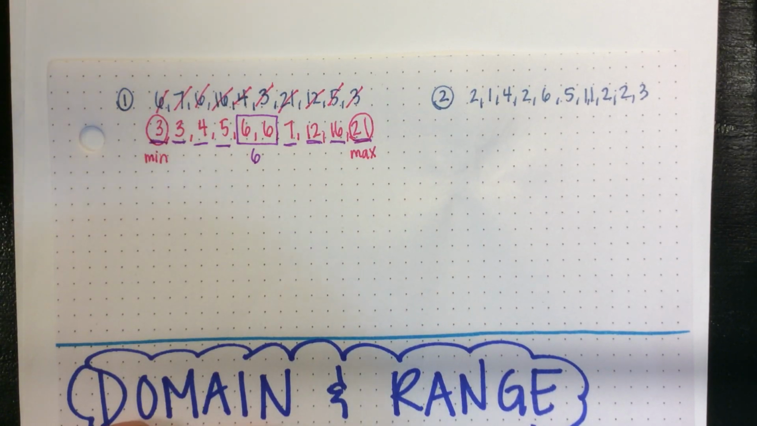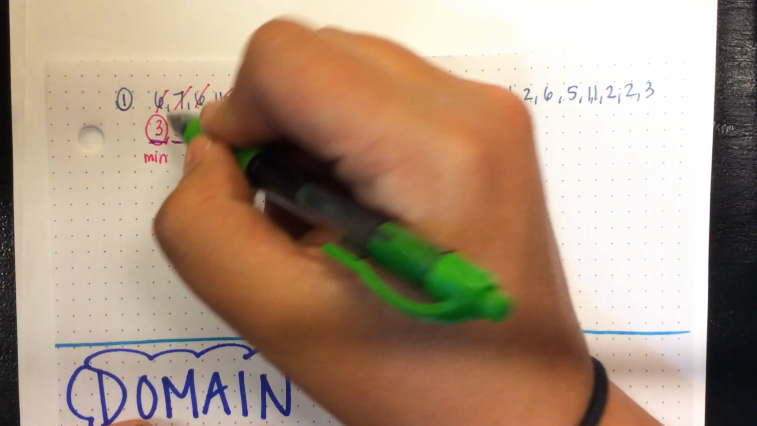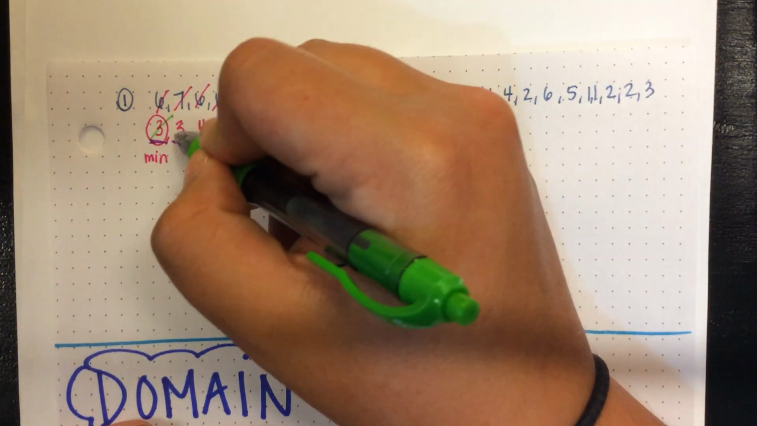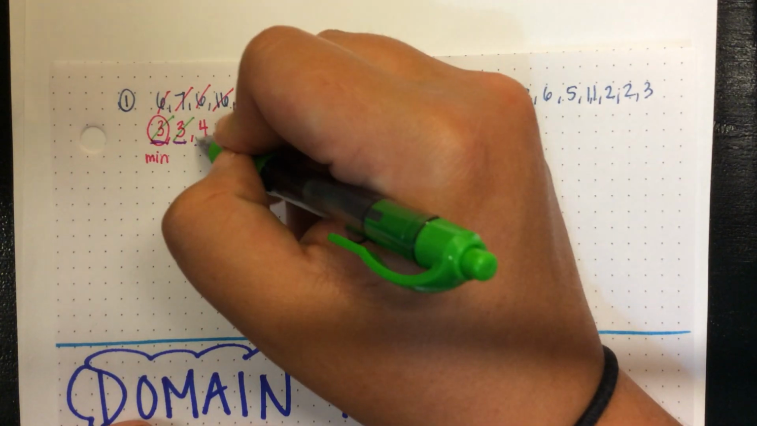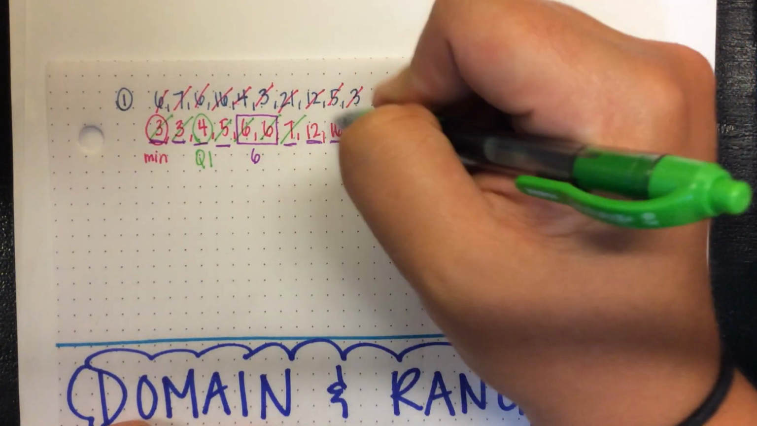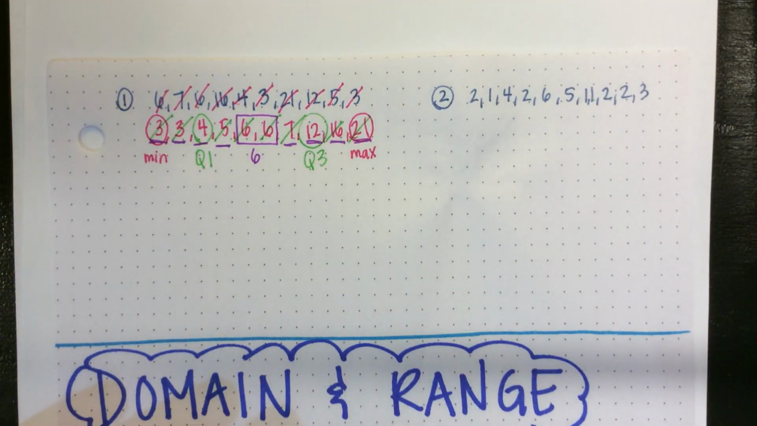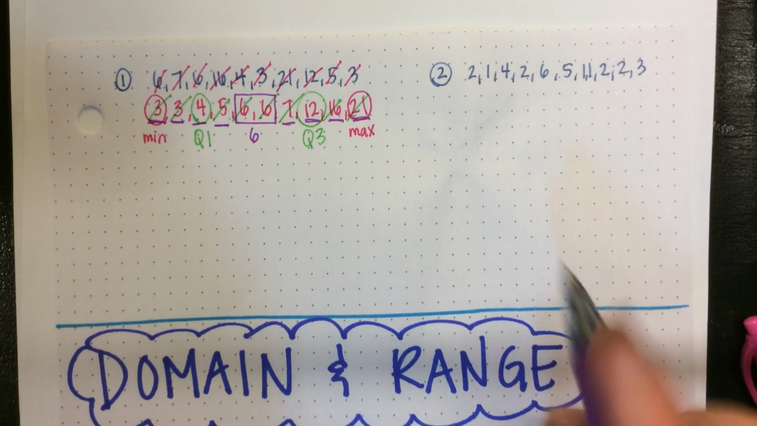Then I'm going to cross out to find my Q1 and Q3. So I've got that one and that one, that one and that one. So here's my Q1. And then this one, this one, this one, this one. Here's my Q3. So there's my 5-number summary. The next thing we do is put it on a number line. All right, so I'm going to draw my number line.